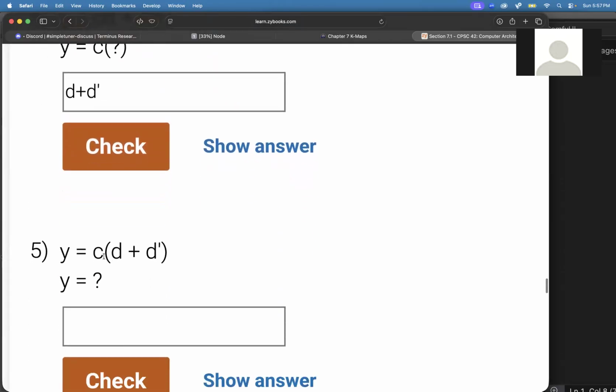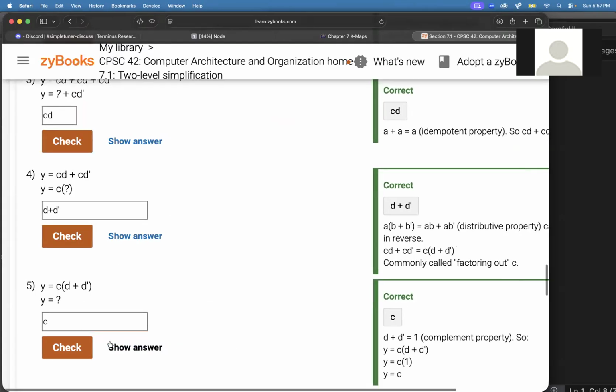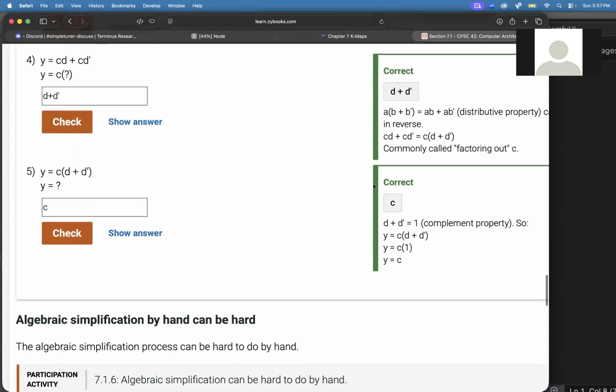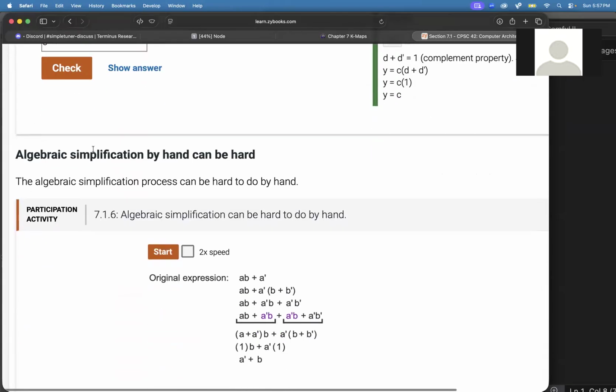And then once you have C times D plus not D, that simplifies into a 1. So it's C times 1. So just 1. Oh, actually just C. C times 1. So I hit check every time so you can see they all came up correct. And that's a good trick.